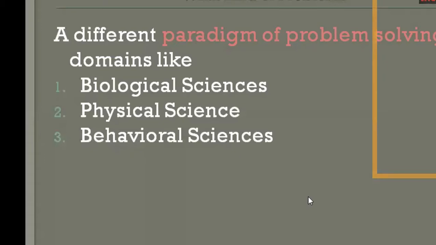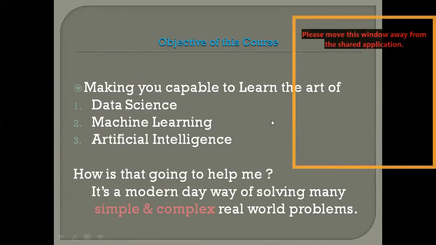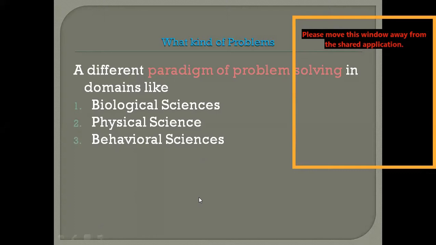So what kind of problems are we going to solve? Problems from domains like biological sciences, physical sciences, behavioral science, or any other related science. I think this spans every aspect of scientific problems and non-scientific problems as well. If we learn the art of artificial intelligence, machine learning, and neural networks, this is probably going to help us solve our own individual problems.